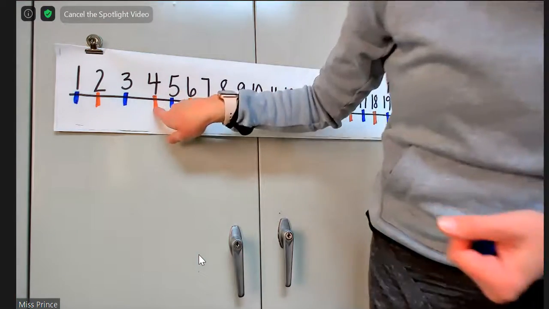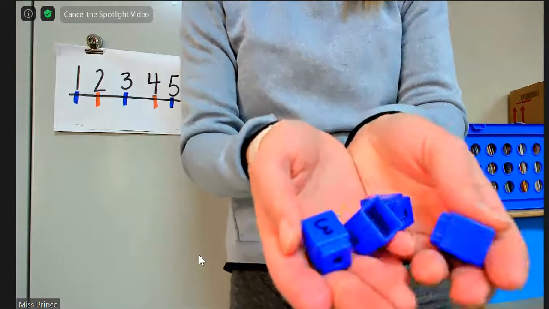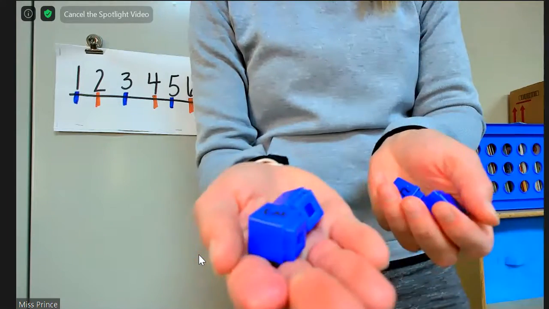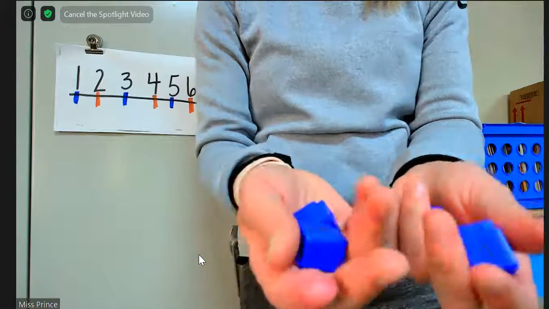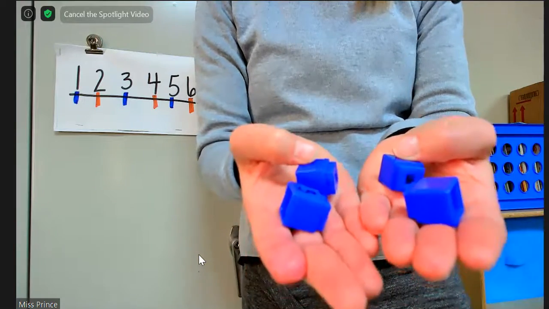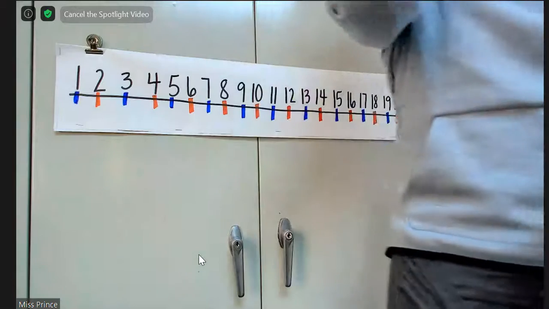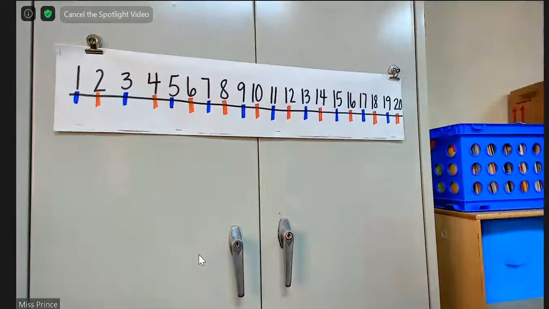So if it was 4, take a look at 4. 4 is red, that means it's even. I have 4 cubes here. 2 for Cadence, 2 for Miss Prince. Do we have the same number each? Yep, we do. So that means it's even. We will be talking about even and odd a little bit more later in the week.